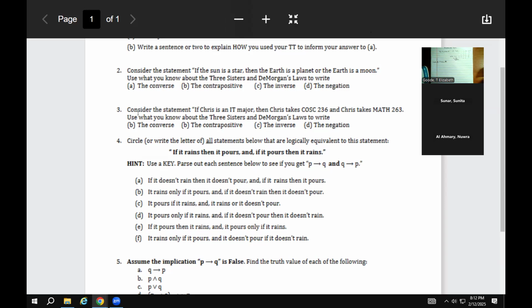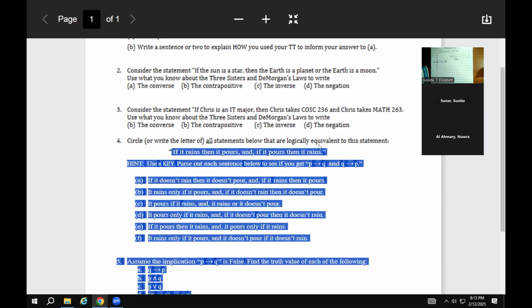And then there's another problem where it's P implies Q and R. So you get to practice. And number four is a problem that's an if... Ooh, there's a typo here. This should say, if it rains and it pours, and, oh no, it's correct. And if it pours and it rains. So the point is this statement is P implies Q and Q implies P. That's actually the biconditional statement.